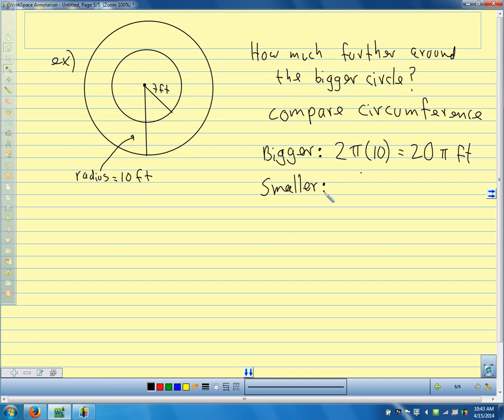The circumference of the smaller circle, 2 pi r, so 2 pi times 7. Multiply outside the pi, leave the pi alone. And I write pi in my answer, so 14 pi feet.